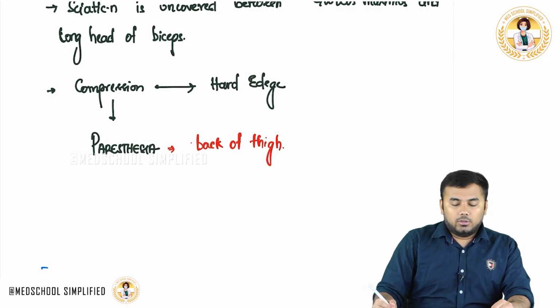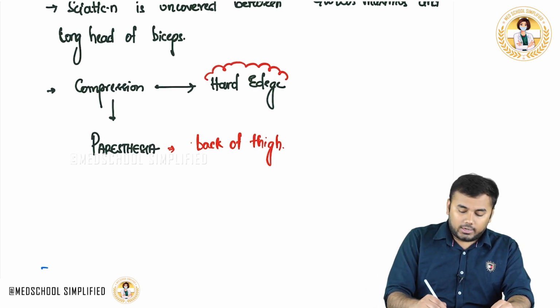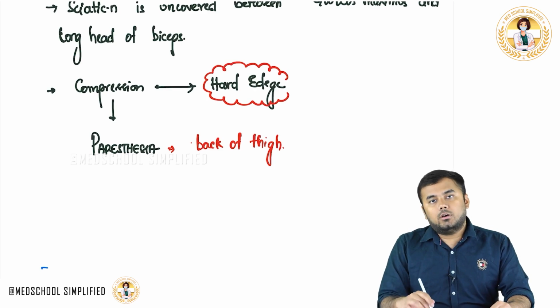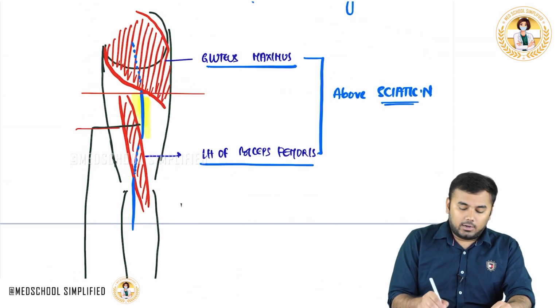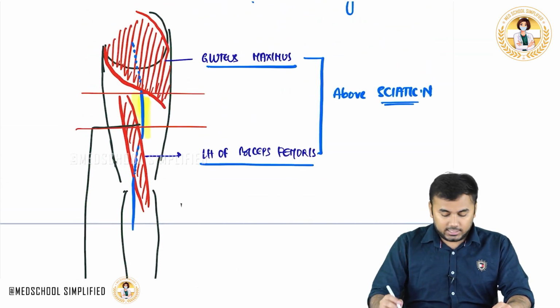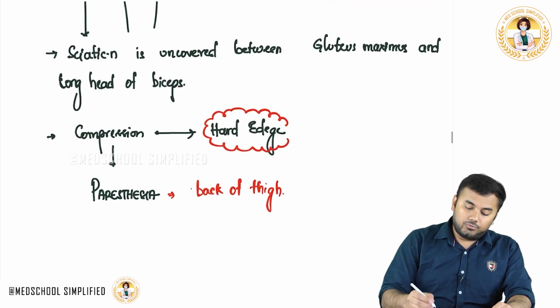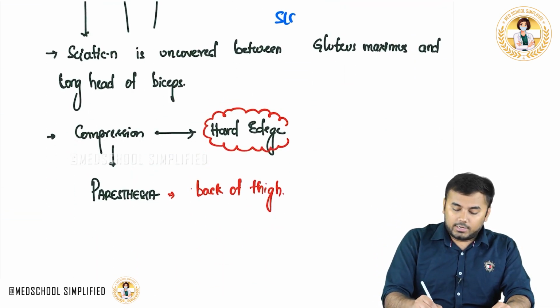So if you are sitting on a hard edge for a long time, that would lead to compression of this nerve exactly at this particular location. So that would lead to paresthesia, and this is called sleeping foot. This condition you call it sleeping foot.